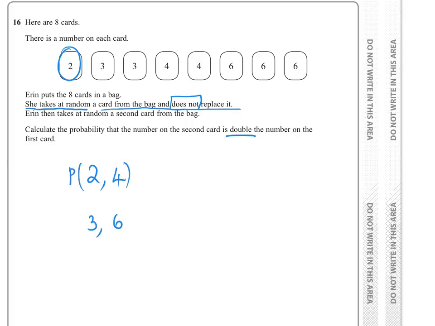So let's have a look at the probabilities of each of these. Well, for Erin to choose a 2 first, then there's one of those 2s out of 1, 2, 3, 4, 5, 6, 7, 8 cards. But what's the probability of then choosing a 4 with no replacement? Well, that would be 2, because there's 2 4s here, out of 7, because don't forget 1 has already been chosen. And of course we multiply these out, and that would give us 2/56.